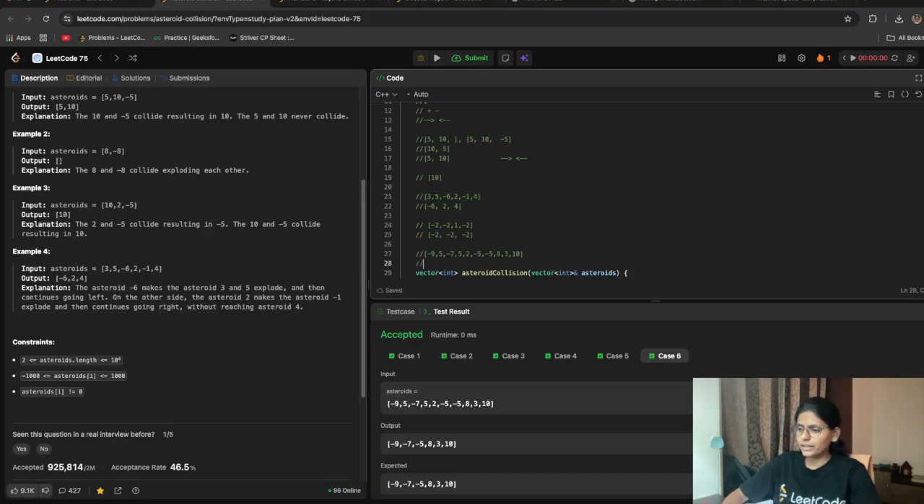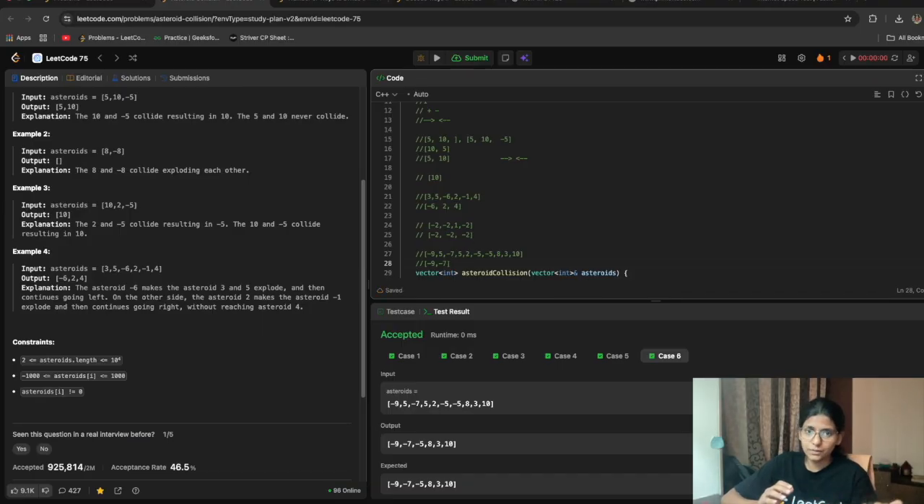For this, what we can do here, we'll take first minus 9 as the stack is empty. Minus 9 was going in left direction, 5 going in right direction, so nothing will happen. We'll take it. Now we have minus 7 and 5. They both will collide because 5 going in right direction, minus 7 going in the left direction. So 7 is greater than 5. 5 will explode, minus 7 will be there.